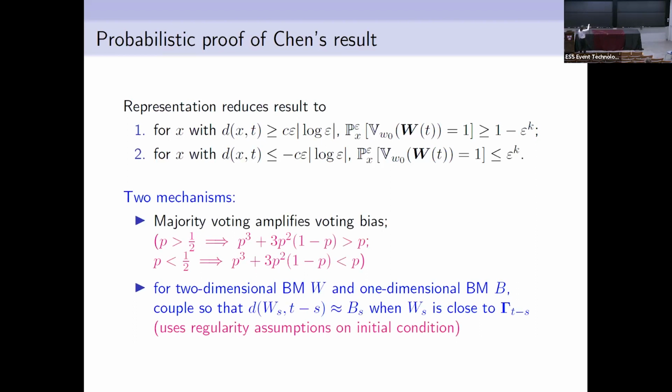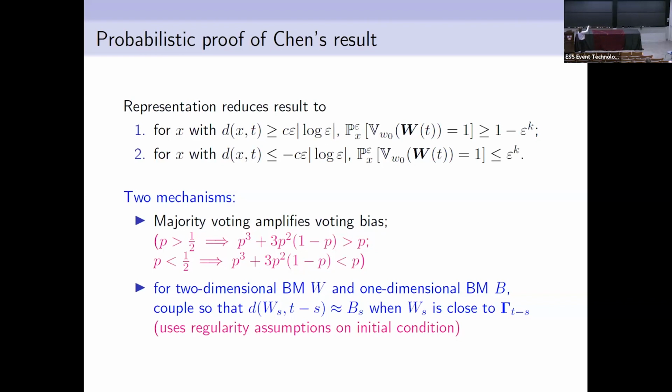Well, the first mechanism is majority voting, because majority voting amplifies bias. If you're in a casino, they have a probability bigger than a half of winning any game. If they offer you best of 3, do not take it, because if their probability of winning was bigger than a half, their probability of winning at best of 3 is even bigger. You may as well just walk out after one game and lose your money right away. Okay? And similarly, if p is less than a half, it amplifies the bias. This quantity is less than p.